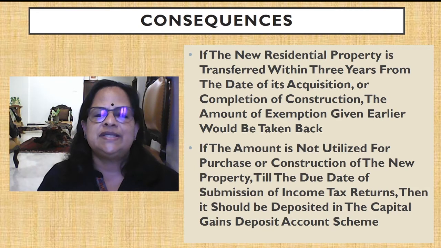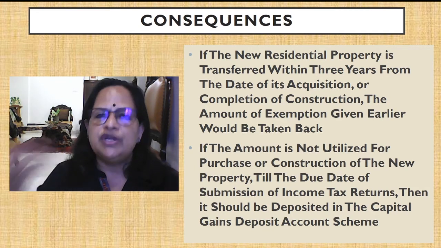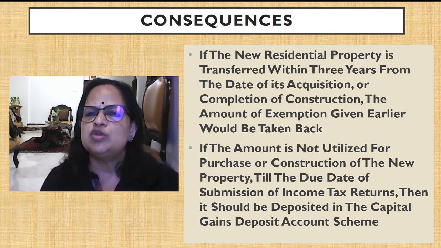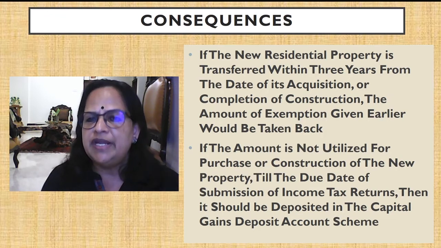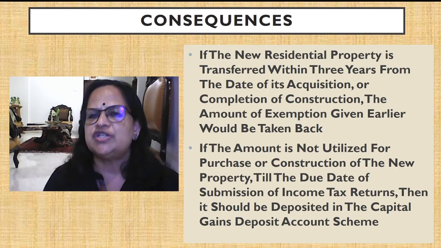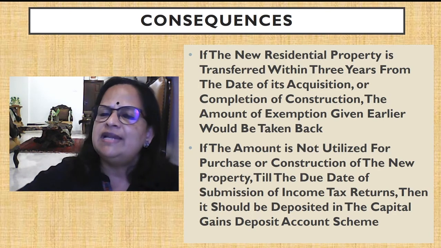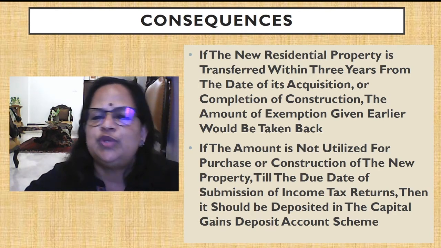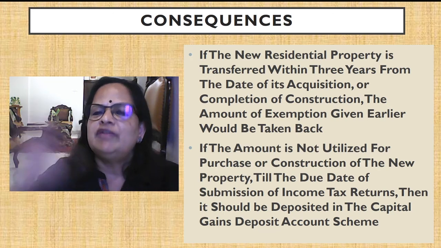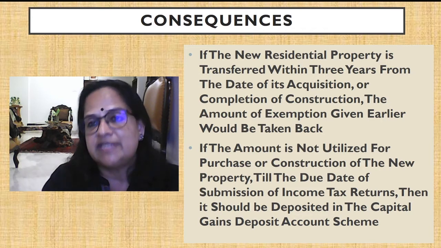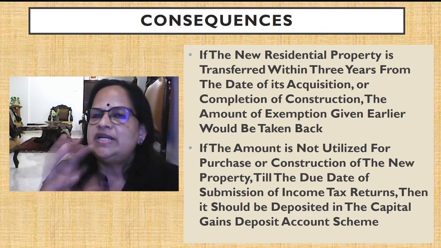Now, consequences are there. You are claiming exemption from tax. If you are doing some violation, then you have to pay the consequences. That is, if the new residential house property is transferred within 3 years from the date of its acquisition or completion of construction, the amount of exemption given earlier would be taken back. Always remember that a 3-year lock-in period is there. 3-year lock-in period means the new house property you purchased, you have to keep it in your ownership at least for 3 years. Before 3 years, if you are selling, whatever capital gain exemption you got will be withdrawn. That means you have to pay the capital gain tax, whichever you claimed exemption earlier. So that is the consequence.